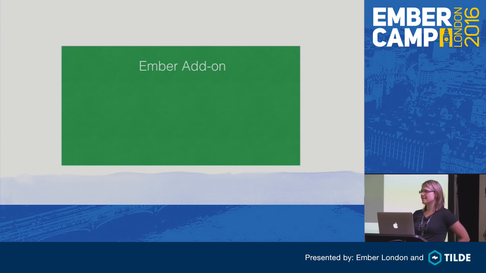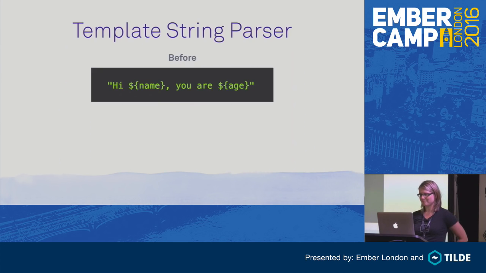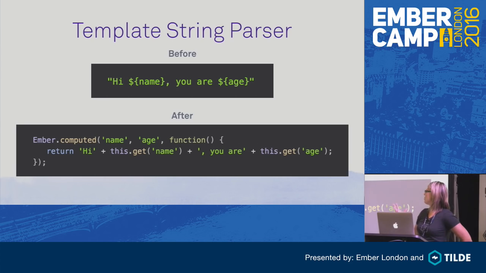The way we actually realized this is we built an Ember add-on, and this Ember add-on imports a template parser, which is a node module. I will talk about them now in more detail so that you understand what we actually did there. The template string parser is the one which does the proper work here. Before, you had the string with dynamic and static parts. So name and age are the dynamic parts, the rest are static parts. This would get the string as input and return the function, this computed property function, with all the variable parts resolved.